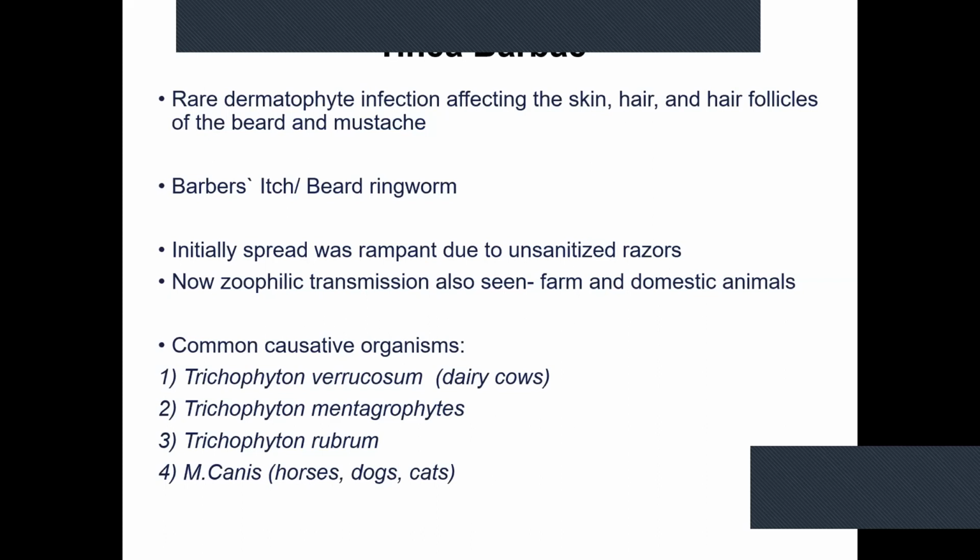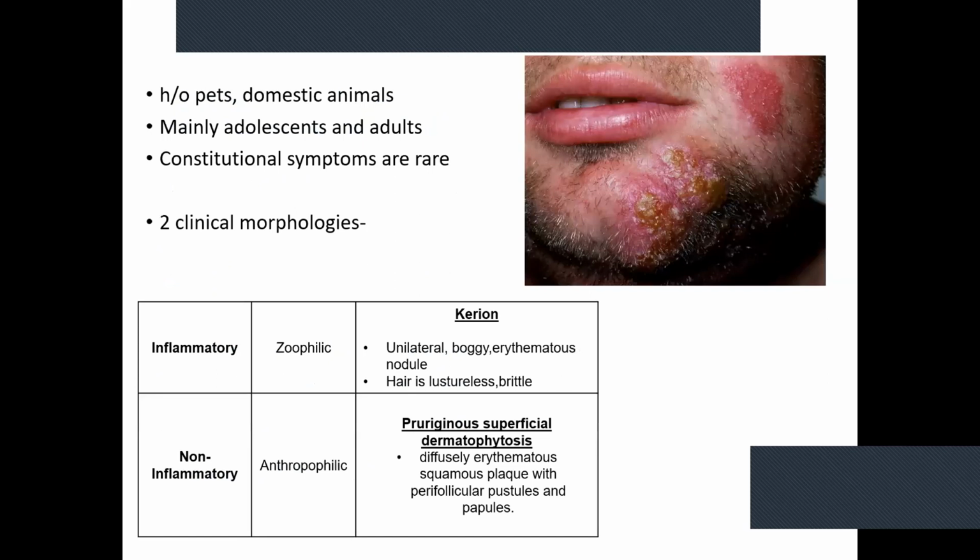Most commonly positive organisms include Trichophyton verrucosum, Trichophyton mentagrophytes, and rubrum. M. canis is seen among horses, dogs, and cats. Clinical features include history of pets or domestic animals, mainly in adolescents and adults. Constitutional symptoms are very rare, like they may not have fever or anything.